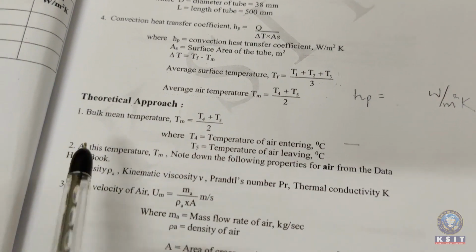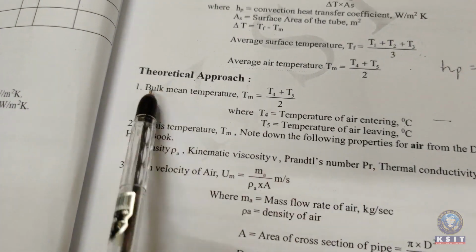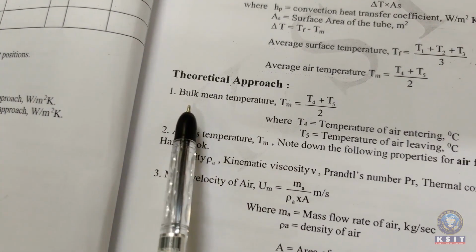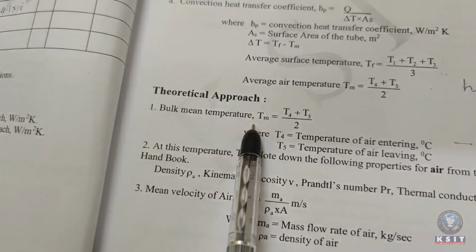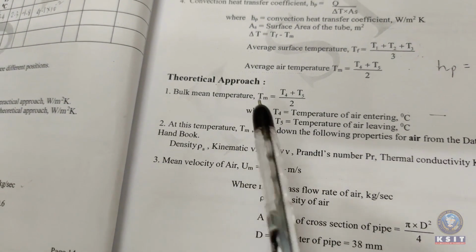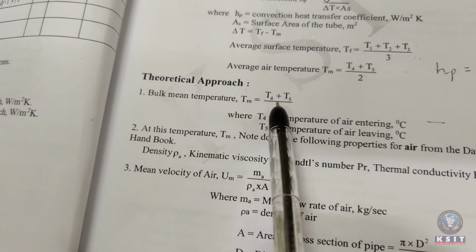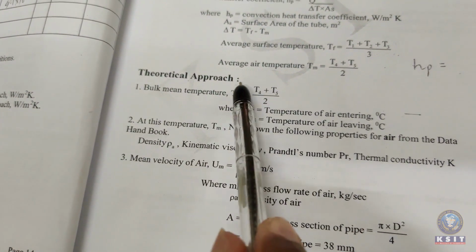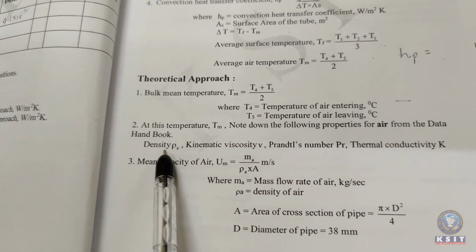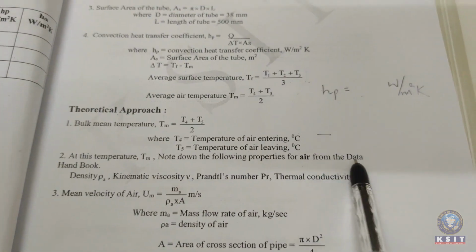Next, we can also find the convection heat transfer coefficient by the theoretical approach. For that, we need to frequently use the data handbook. First one, bulk mean temperature. At what temperature do we have to take the properties of air, not water? The fluid is air, so the fluid air temperature is Tm, that is, T4 plus T5 divided by 2. At this temperature, we have to find the properties of air like density, viscosity, Prandtl number and thermal conductivity. We have to note down the following properties from the data handbook.